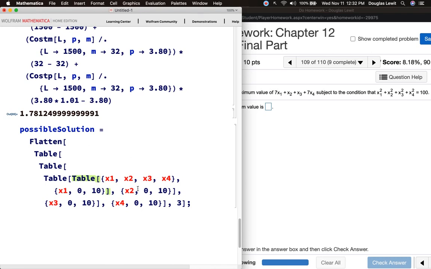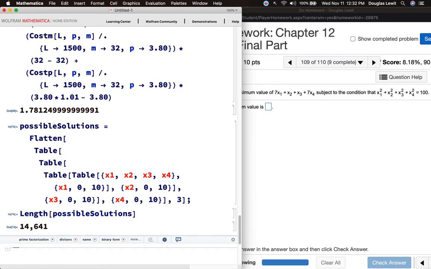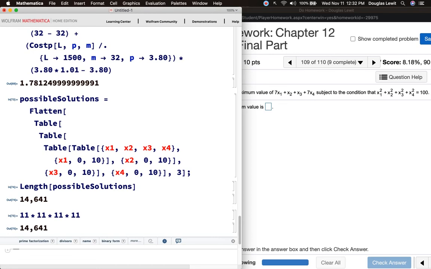Okay, x1, x2, x3, x4, possible solutions. There we go. This is going to be a pretty big table. 11 times 11 times 11 times 11. The reason is because I have integers from 0 to 10, so that's 11 numbers. So 11 times 11 times 11 times 11, I have 14,641 different possible combinations. Okay.